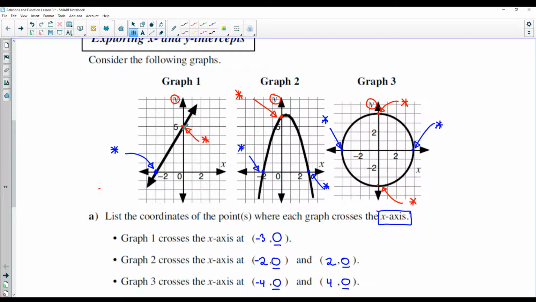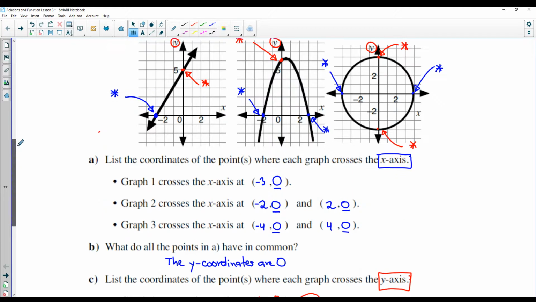So on graph number 1, your y-intercept would be y = 5. On graph number 2, your y-intercept would be y = 6. On graph 3, you have two y-intercepts, which would be y = +4 and y = -4. Now, all these spots where the graph crosses the x-axis, we refer to as x-intercepts. So x-intercepts are where my graph crosses the x-axis, and when they cross the x-axis, the y-coordinate of your point is just equal to 0.